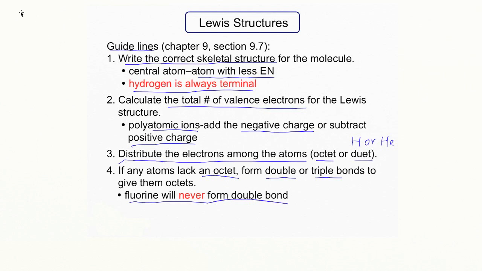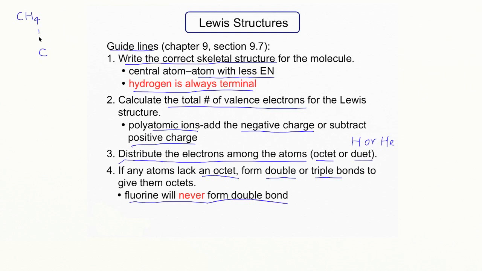Let's take a look at the first example. Let's see CH4. Very simple molecule. You have carbon and hydrogen. If you are looking at rule number 1, hydrogen is always a terminal atom. That means in this molecule, carbon should be the central atom. Now, step 1, write the correct skeletal structure for the molecule.